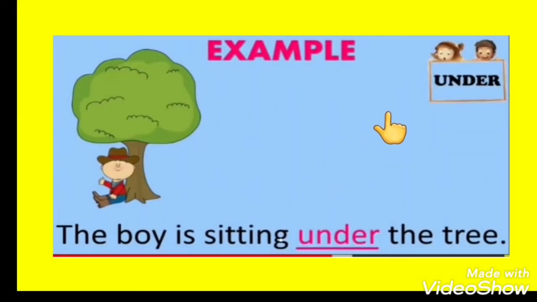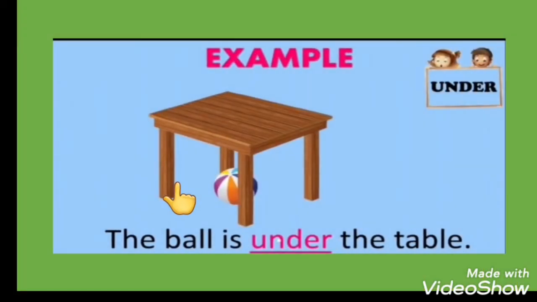The next preposition is under. So students, where do we use under? When something is under, we can say the cat is under the table. We can also say the boy is sitting under the tree, because he is sitting just below the tree. So that's why we have used under here. Another example of under is that the ball is under the table. As I have given you the example of the cat, the cat is under the table, so we can also say the ball is under the table.